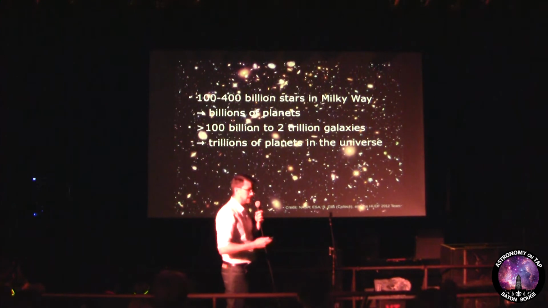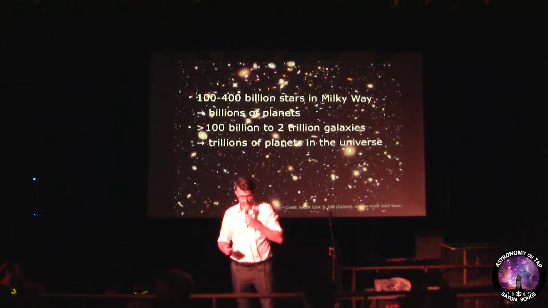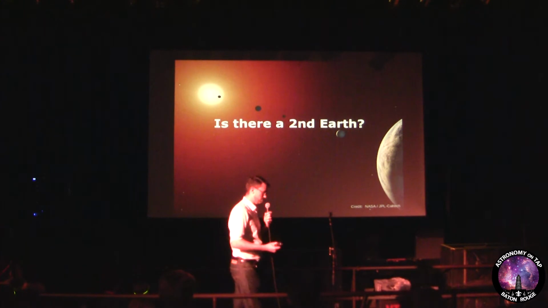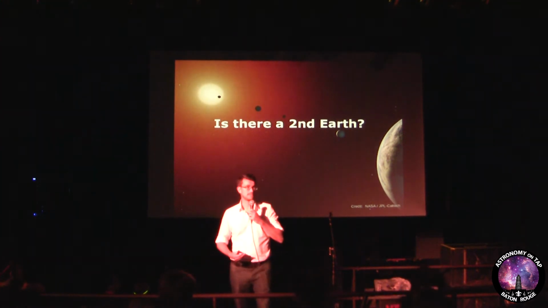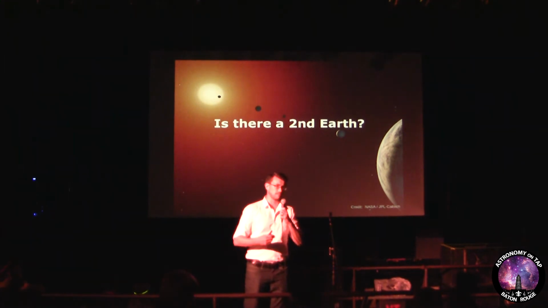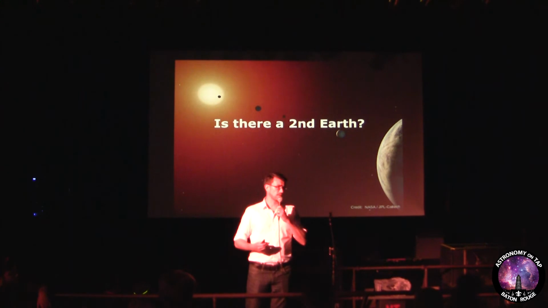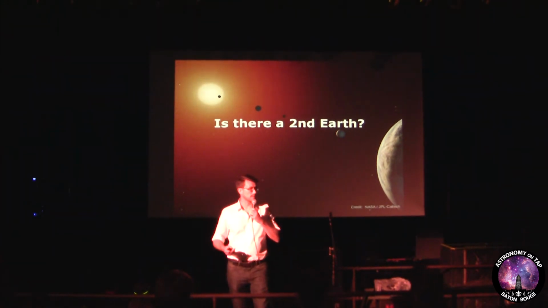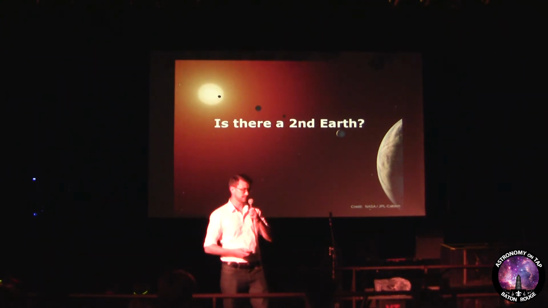And with these large numbers, you might ask the question, is there a second Earth? Or an Earth-like planet, which is similar in size and mass to our Earth? And the answer is a definitive yes. We have found planets which are very similar in size and mass to our Earth, but we cannot say at the moment how common they are. So the data are relatively sparse at the moment.